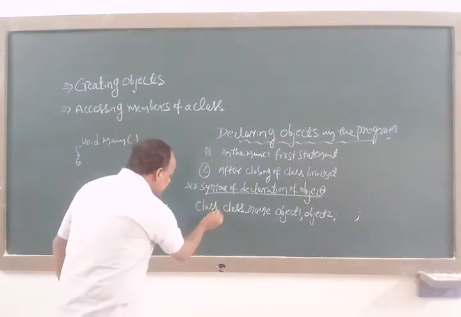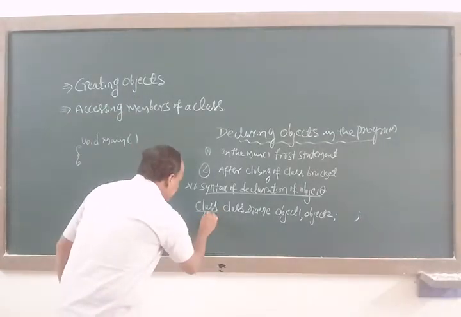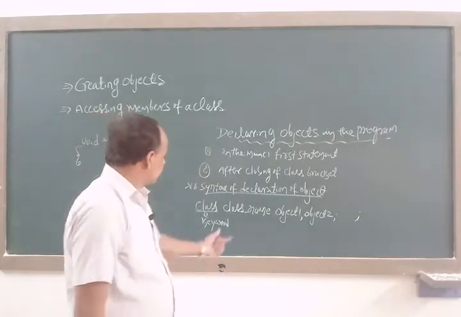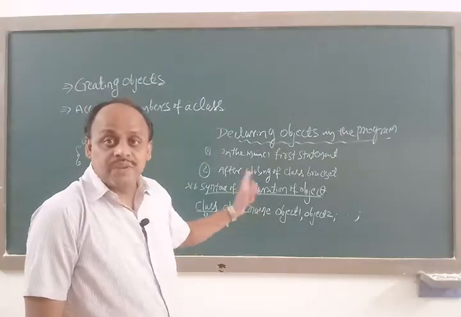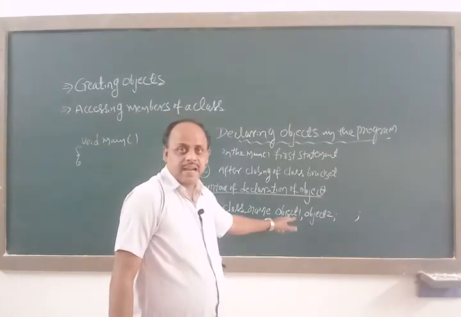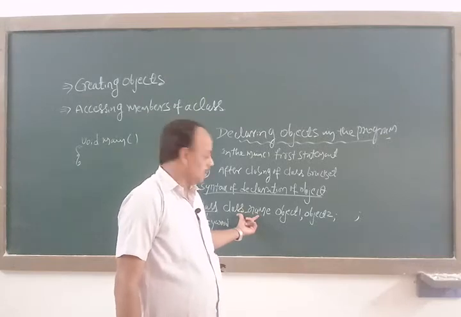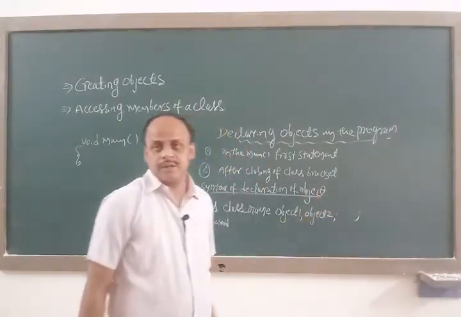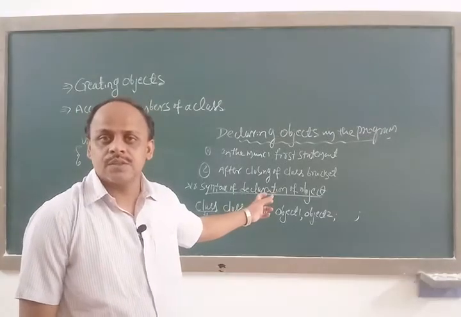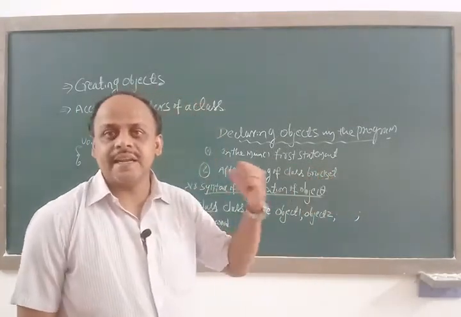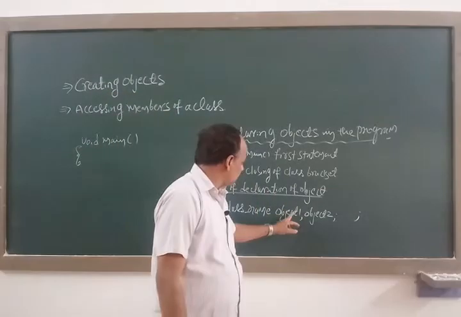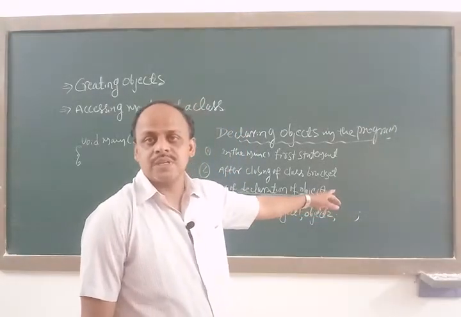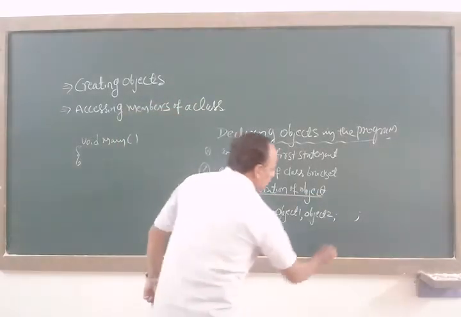Here class is nothing but a keyword, means a predefined word. This class name represents the class for which you are going to declare objects. That class name must be mentioned here. Then space, object 1, object 2, so on. This statement ends with a semicolon. Listen here, for a class you can declare any number of objects. That's why I have written here object 1, object 2, so on, semicolon. At the end of the object declaration statement we have to put a semicolon.